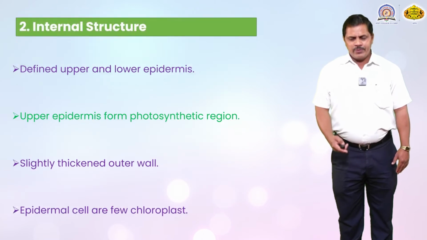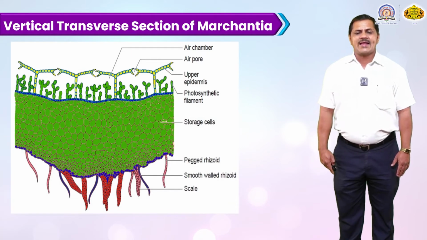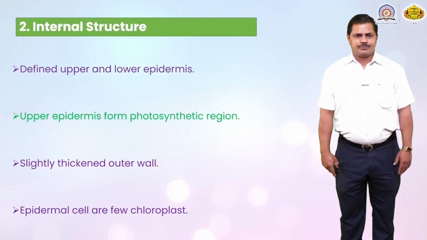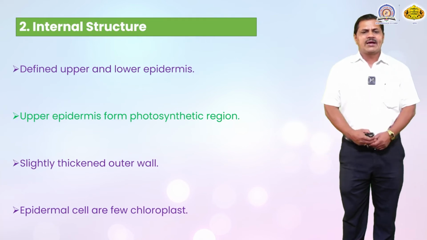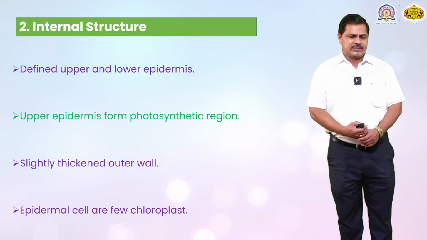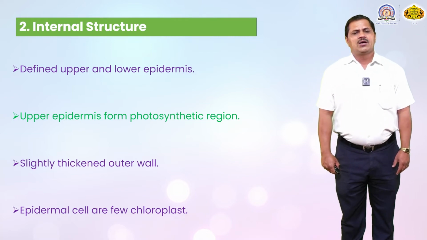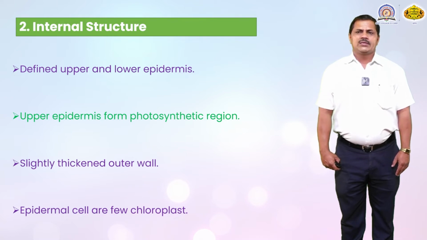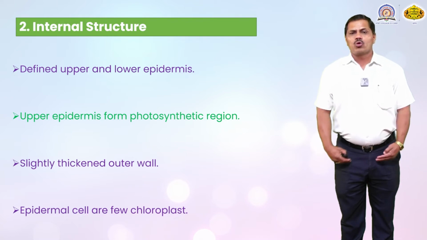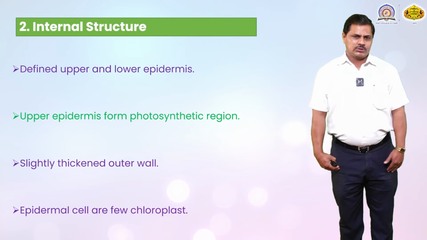These rhizoids are beneficial for the absorption of water and mineral molecules, and they attach the thallus to the substratum. Then, the internal structure of this Marchantia has a defined upper and lower epidermal cell layer. We will discuss the upper and lower epidermal cells. The upper epidermis has the apertures, and the lower region is the photosynthetic region, also called the storage region.